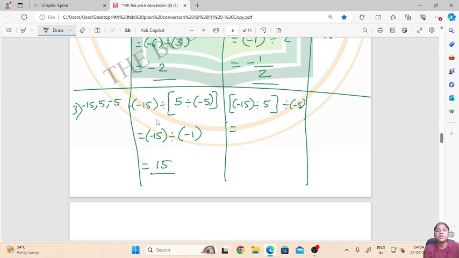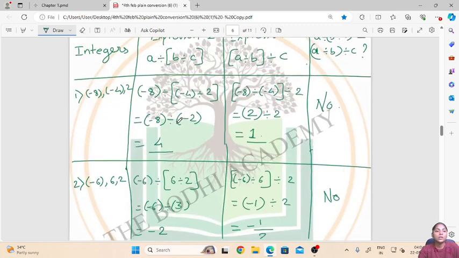Then let us solve this. Minus 15 divided by 5. So 5 3s are 15. This minus sign will be there. Divided by minus 5. Here we will get answer as 3 by 5. So both the expressions are not equal to one another.